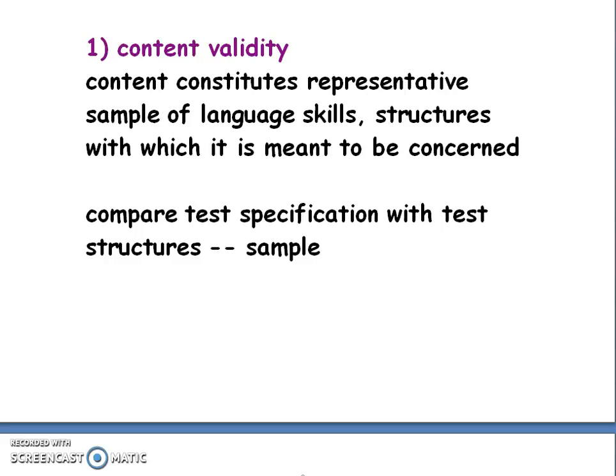Okay, now, there are several kinds of validity. It's not all one variety. The first kind of validity that we'll be talking about is content validity. The content constitutes a representative sample of language skills, structures with which it is meant to be concerned. Is it a grammar test? Then you don't want to test writing. Is it a reading test? Then you want to make sure that there's a real text and not just a sentence that you're testing.